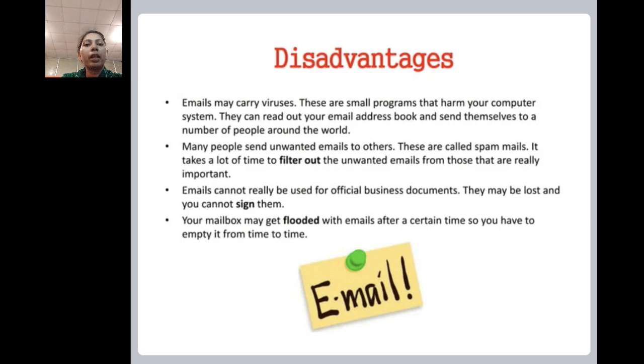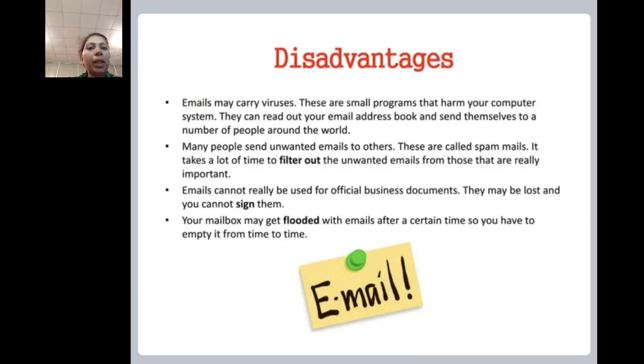Many people send unwanted emails to others. These are called spam mails, and it takes a lot of time to filter out the unwanted emails from those that are really important. The next is that email cannot really be used for official documents.